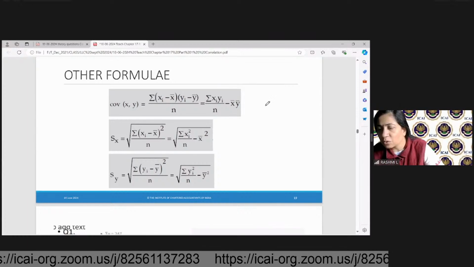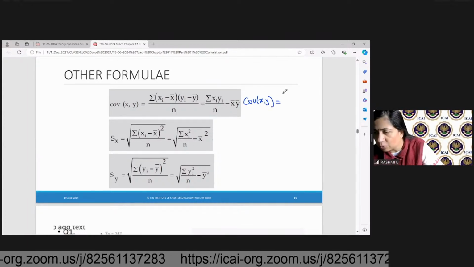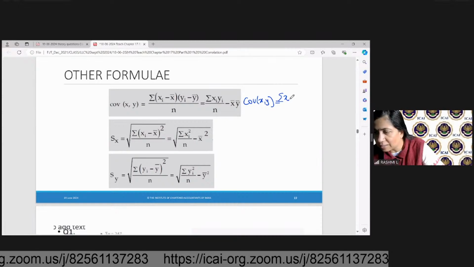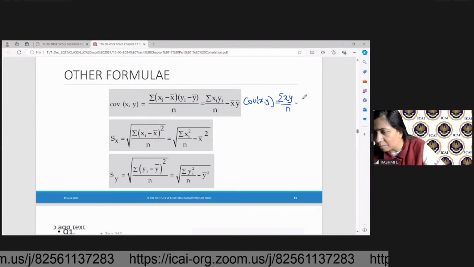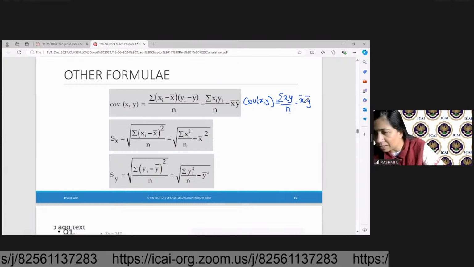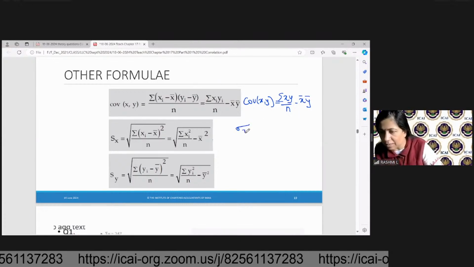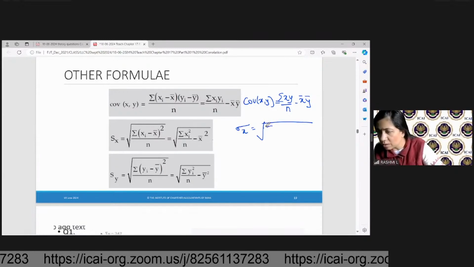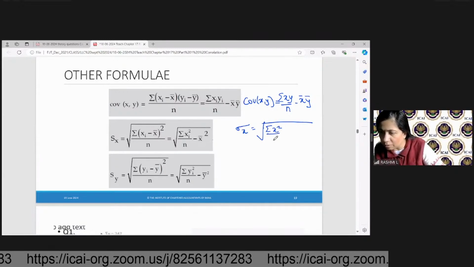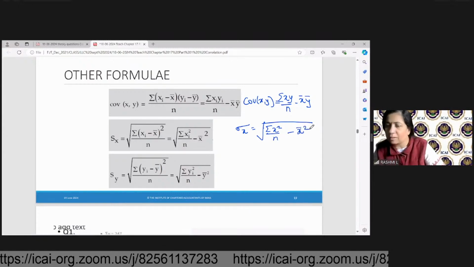Okay, so you have covariance xy. You can also have that as summation xy, that is you first multiply and then add, upon n minus x bar y bar. What is x bar y bar? Mean. Okay. And sigma x is equal to the square root of summation x square upon n minus x bar square.